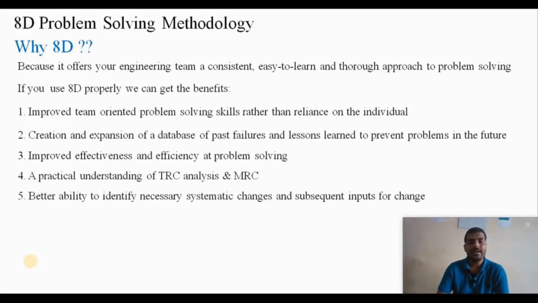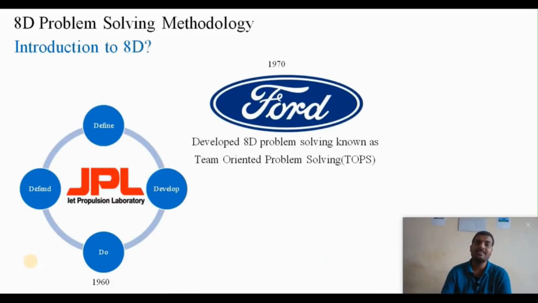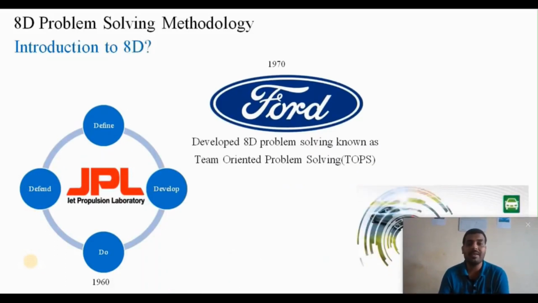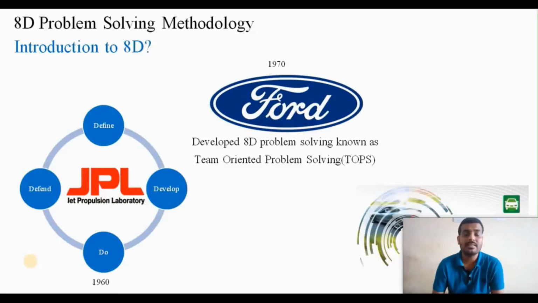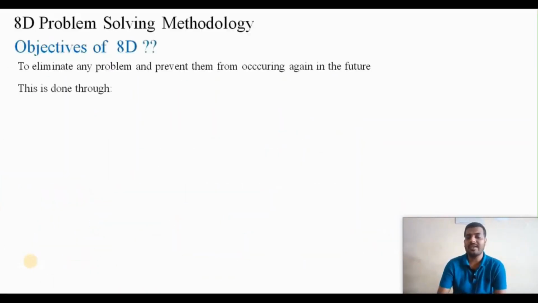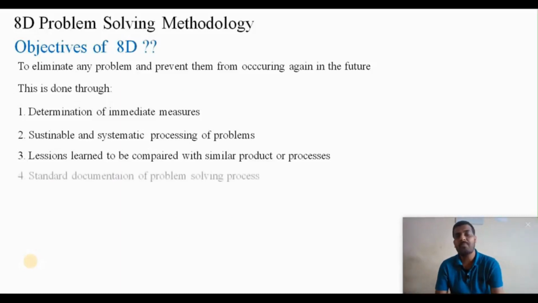Then we moved to the introductory part of the 8D. This 8D previously started with JPL as 4D, and then Ford Motor Company started using this 8D problem solving, and the standard process of Ford is now known as global 8D, and all the automotive industries have started using this global 8D methodology. Then we went to the objectives of the 8D. The main objective of 8D is to eliminate any problem and prevent it from occurring again in the future.